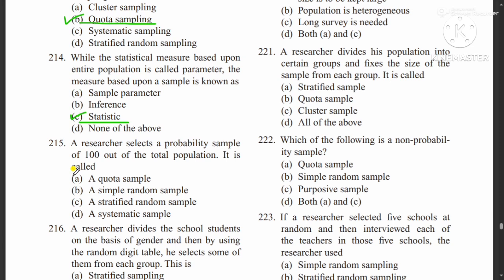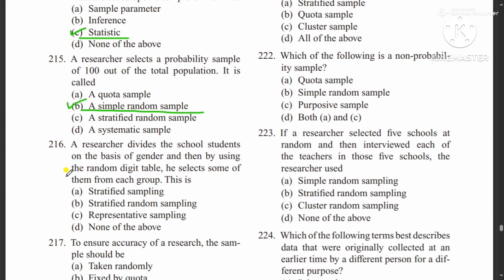A researcher selects a probability sample of 100 out of the total population. It is called. Option B is correct. Simple random sample. A researcher divides the school students on the basis of gender, and then by using the random digit table, he selects some of them from each group. This is. Option B is correct. Stratified random sampling.